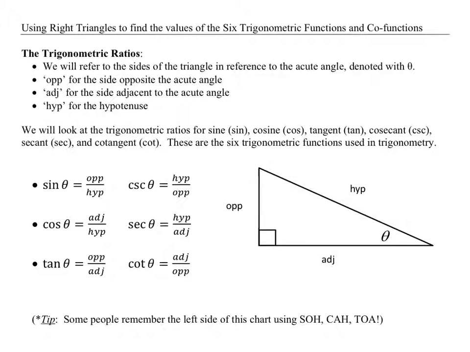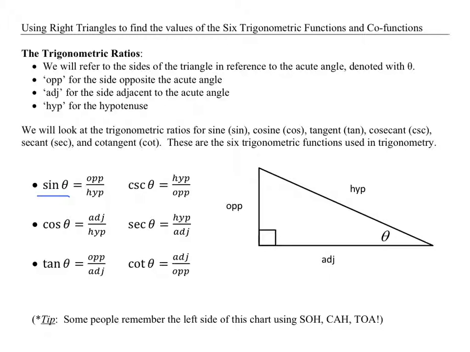This lesson is an introduction to the 6 trigonometric functions and also talking about cofunctions. Now, here's the deal. This is called right triangle trigonometry, and we can do this because the definitions in right triangle trigonometry involve ratios of sides of a right triangle. Okay? So here we go. Let's just look at some of these ratios.